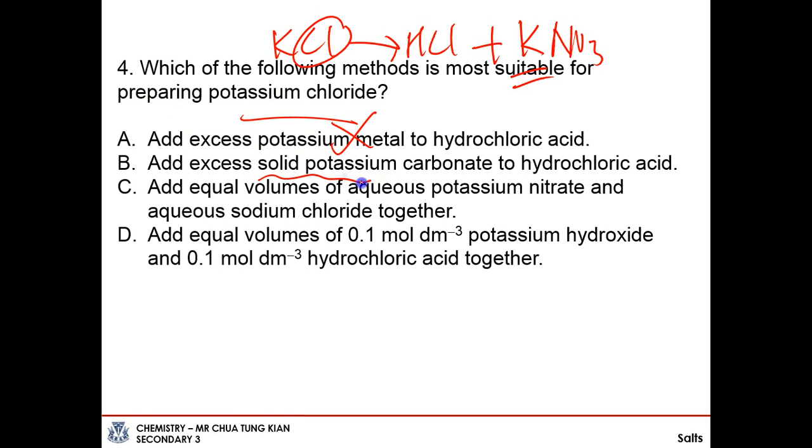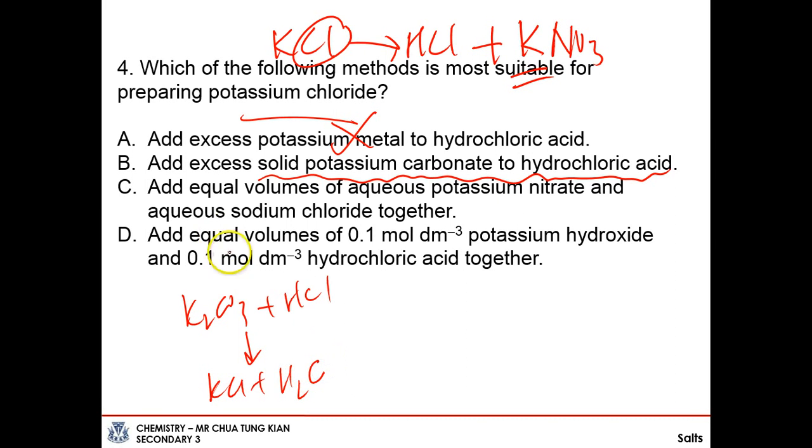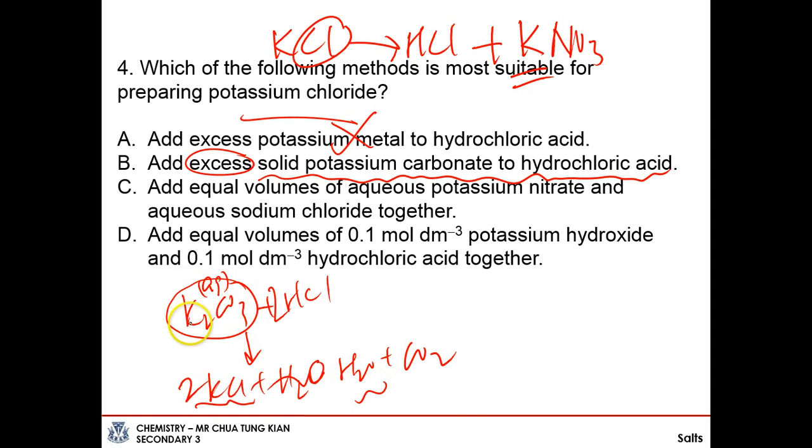Add excess solid potassium carbonate to hydrochloric acid. K2CO3 plus HCl. We will get KCl plus H2CO3, which gives H2O plus CO2. So can we use this method? Yes, we can, but if we add excess, then we will have the excess of this in the final mixture, because this is also soluble in water, because this is a potassium ion containing compound, right? So if you have extra of this one, at the end of the day you have salt, water, and extra K2CO3. So this method is also out.